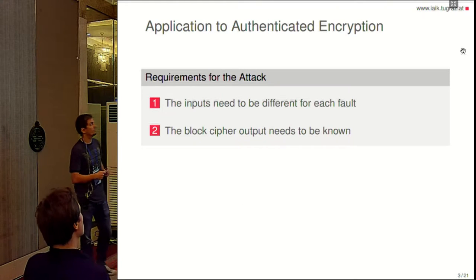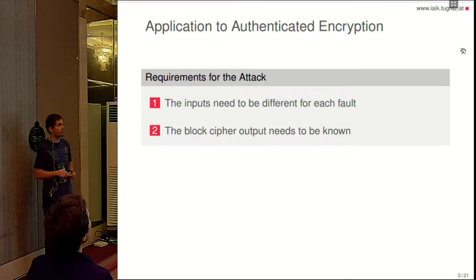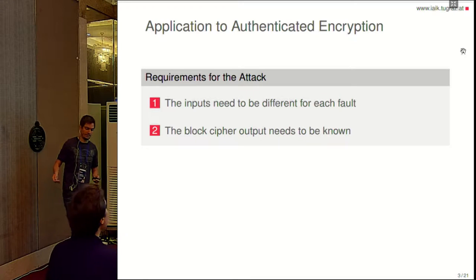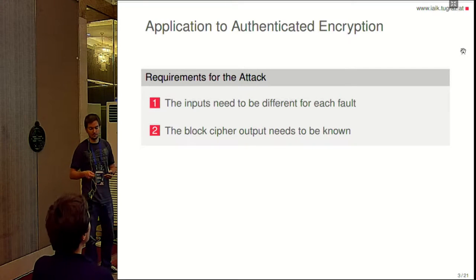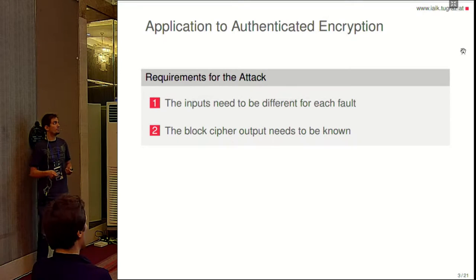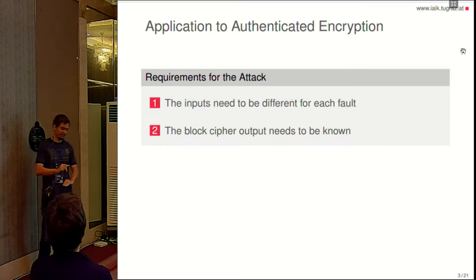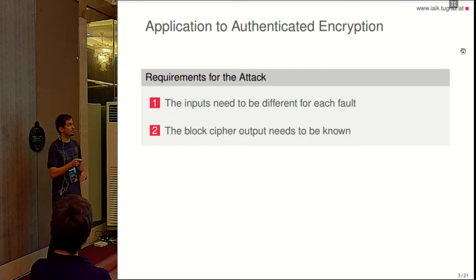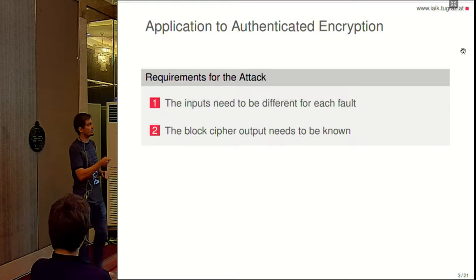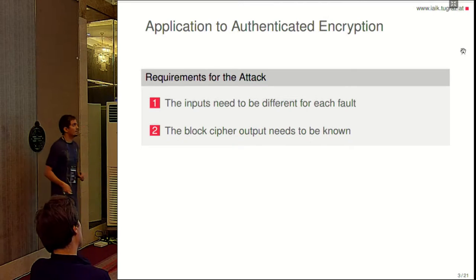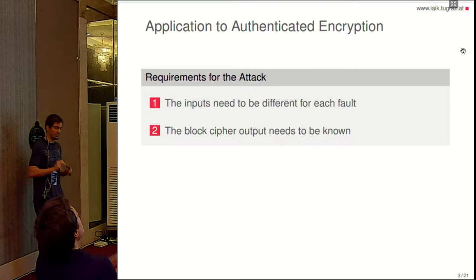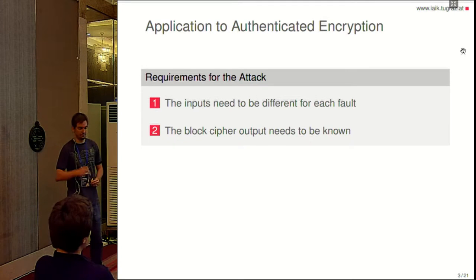So in the case of authenticated encryption schemes, to check if the attack is in principle applicable, we need the scheme to fulfill two requirements. The first requirement is that a block cipher call which should be attacked should process different inputs for each fault, and the inputs do not have to be known. And the second requirement is that we need to know the output of the block cipher which is faulted.